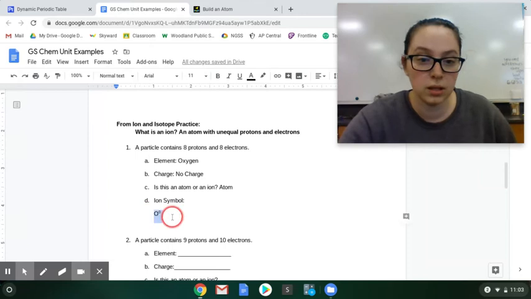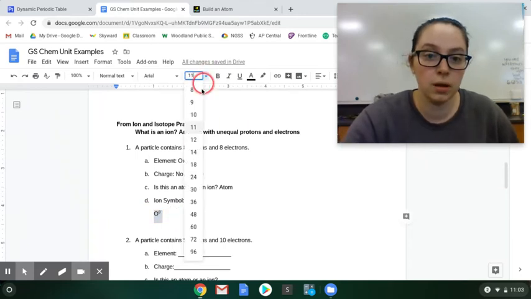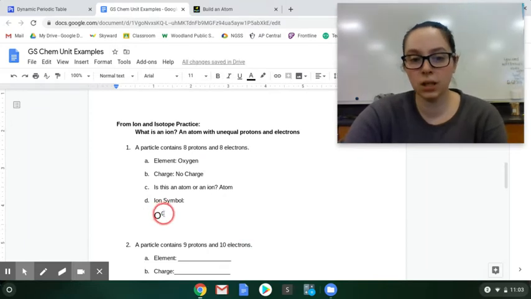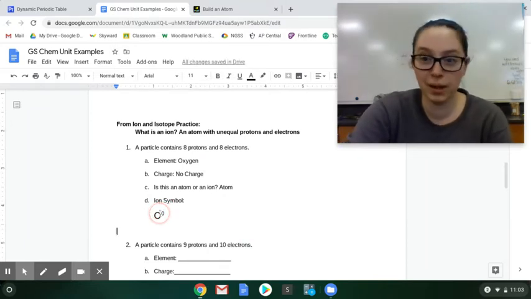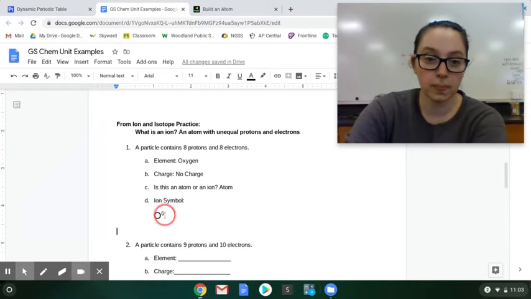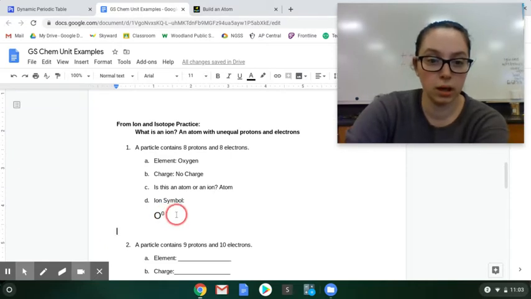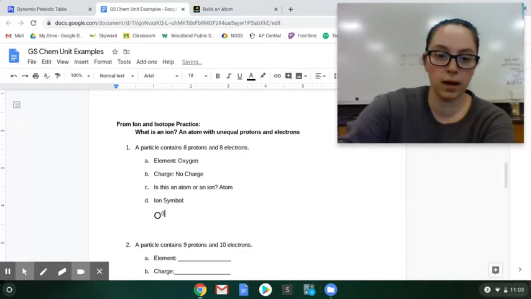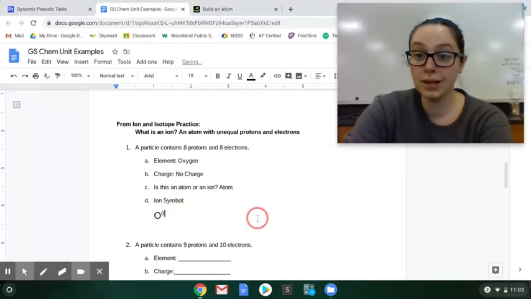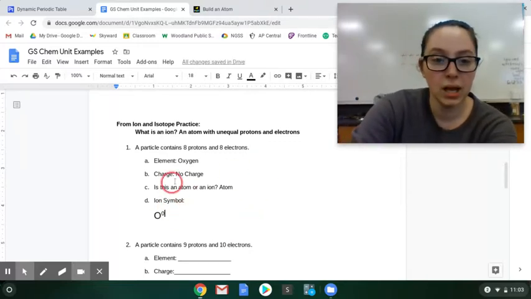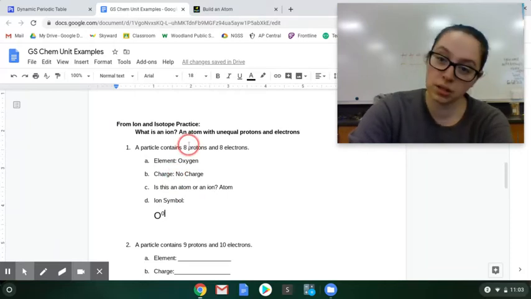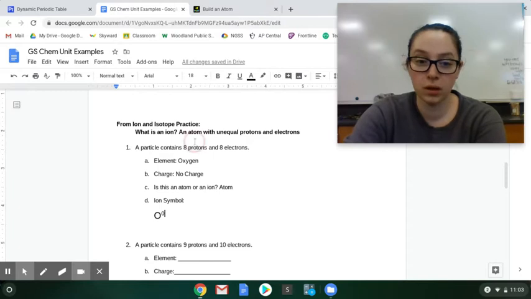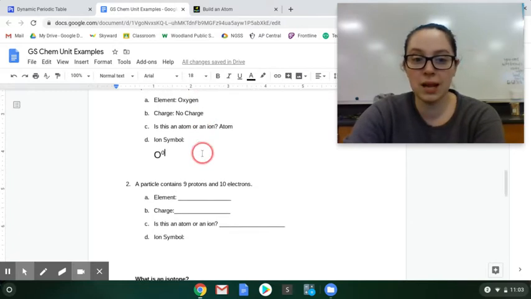Let's make this a little bit bigger so that we can see. Now, you don't always have to include the 0 here. It's okay to not put that. So your symbol can look like that, or it can look like that. Either way is accepted. So again, to figure out the charge, we had to look at how many plus charges we had, how many minus charges we had, and if there was anything left over. Okay, let's do the same thing for this particle right here.